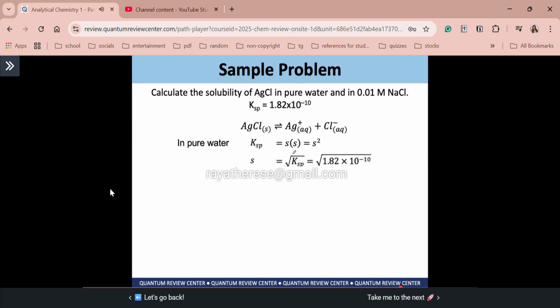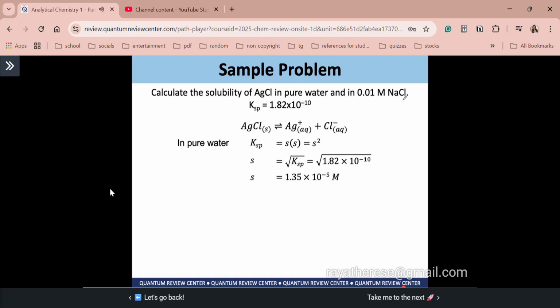Constant to. So you'll find this in books. Square root of 1.82 times 10 to the negative 10, you'll get 1.35 times 10 to the negative 5 molar. Ano yan ma'am? It's the solubility of silver chloride in pure water. So in every liter of solution, dissolved ang 1.35 times 10 to the negative 5 mole of silver chloride. If you want this in grams, then use the molar mass. Okay? Now for the second question, what if your solvent becomes, the medium becomes 0.01 molar sodium chloride?